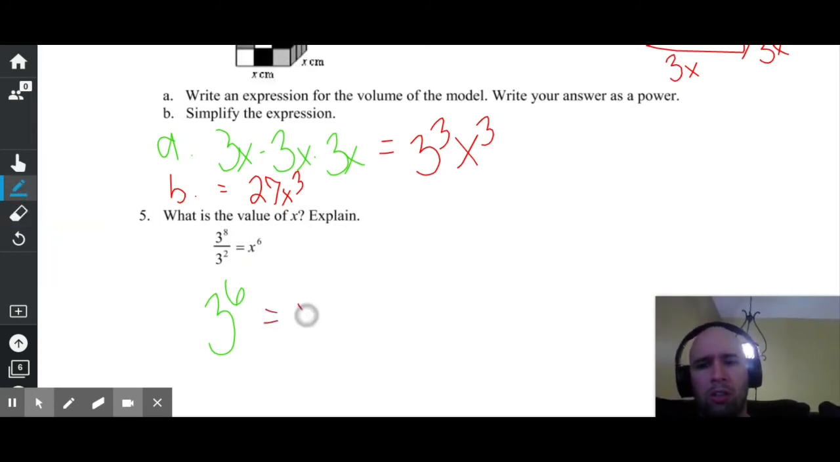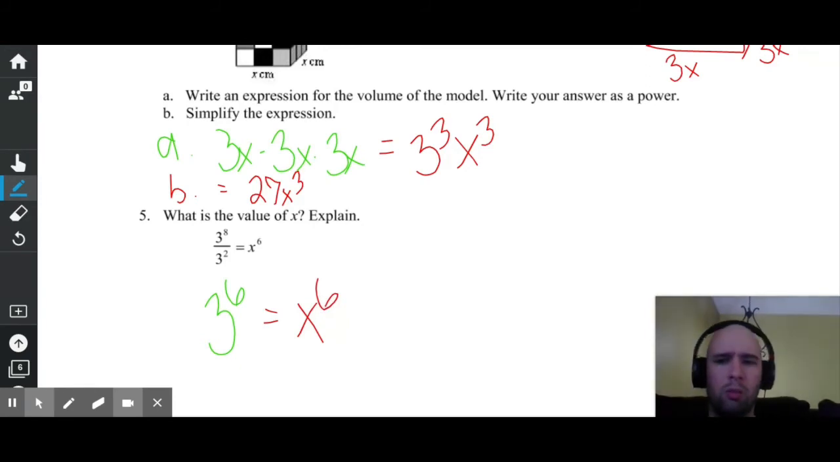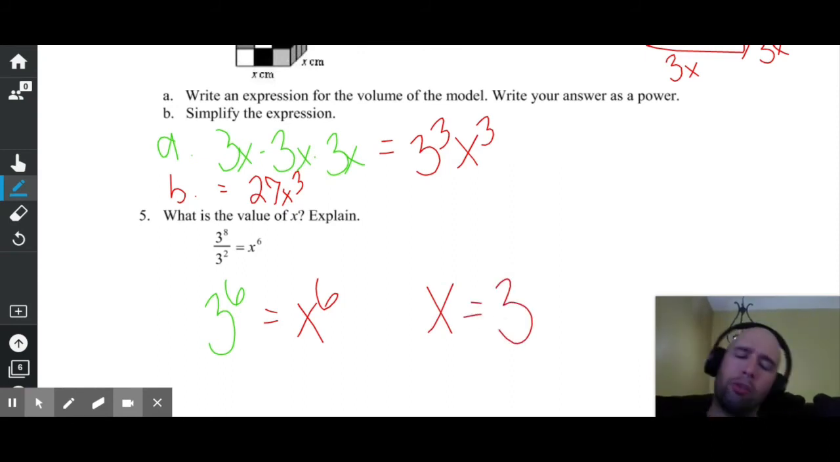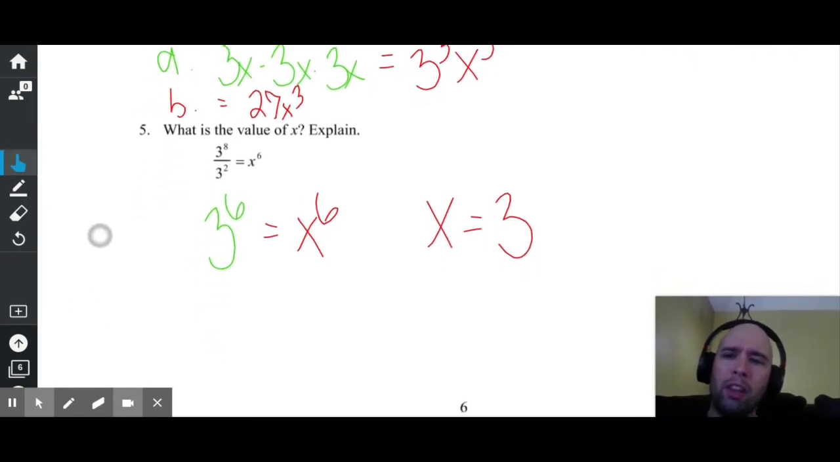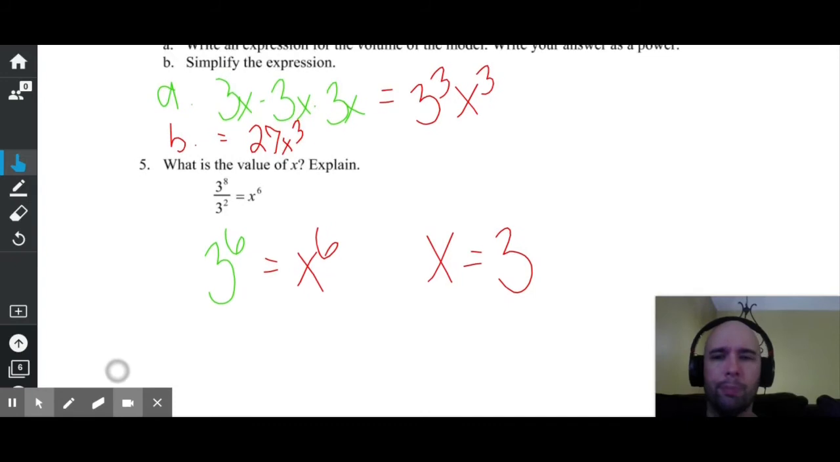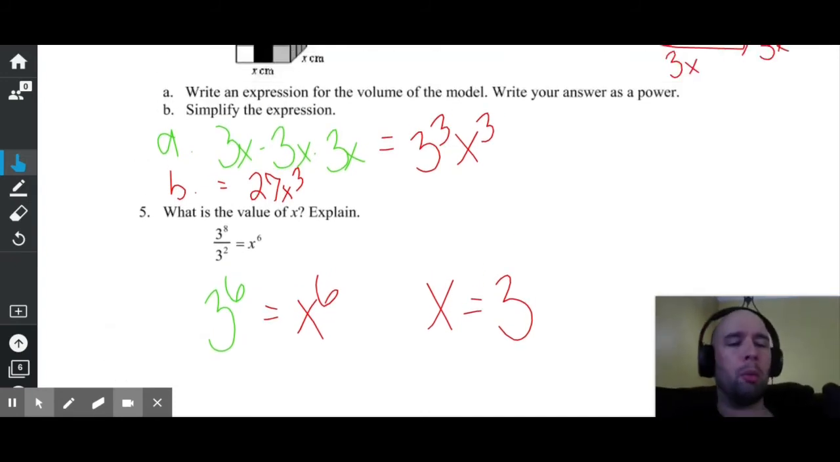So 3 to the 6 equals, I don't know, x to the 6. Well, x is 3. X is 3 because 3 to the 6 equals x to the 6th. And so the only difference there is the fact that you have 3 and you have x. That's it. I don't know how else to explain it. Maybe the fact that we showed our work explained it. I don't know. Another one of those weird Algebra 1 problems that you'll probably never see until Algebra 1, but you did it anyway and you're better for it.